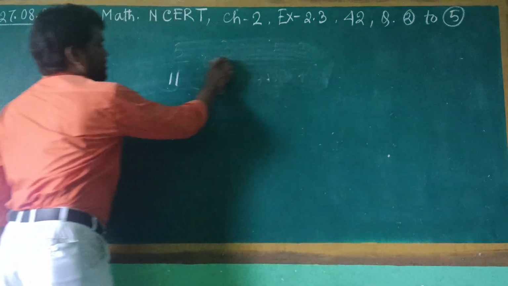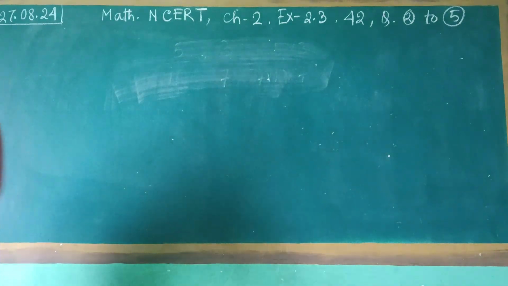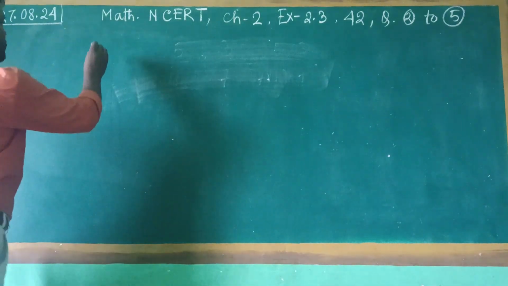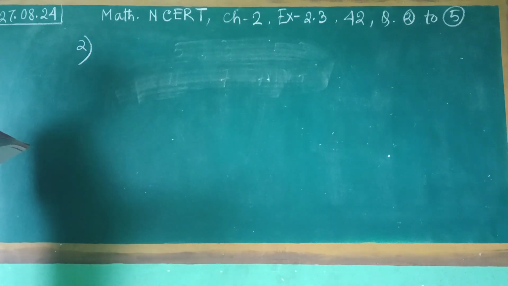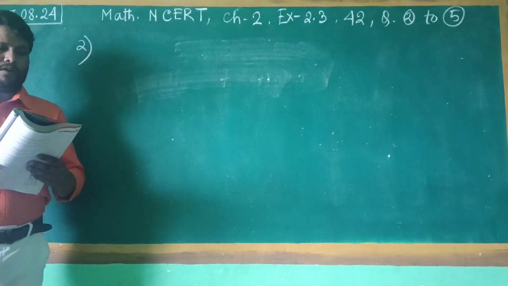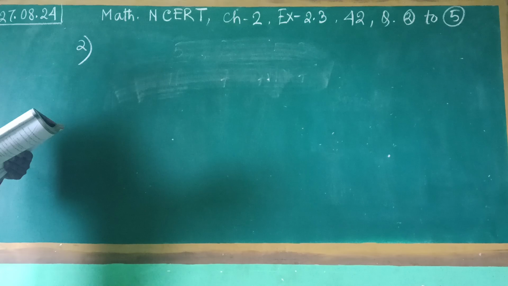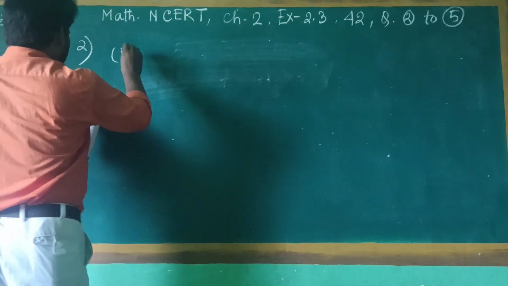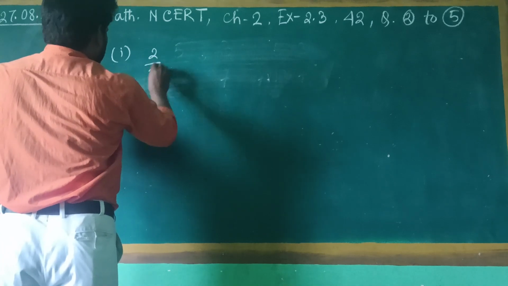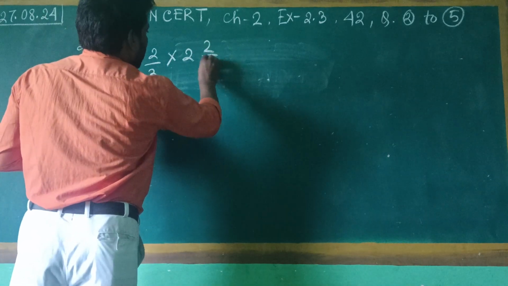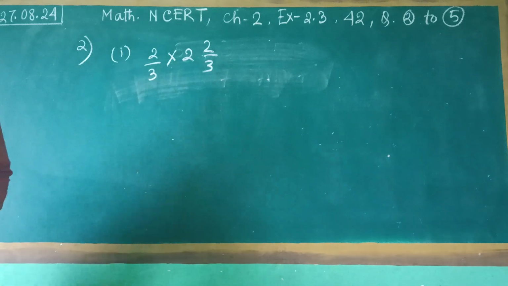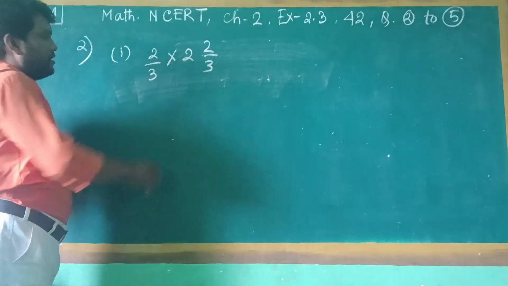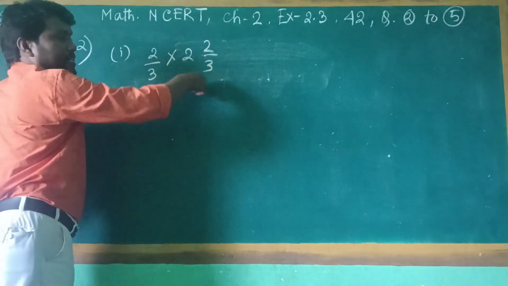Now go to the exercise. Exercise 2.3, question number 2. I am solving 2 or 3 from each question number, then you will solve the others at your home. Number 2, Roman 1, 2/3 multiplied by 2 and 2/3. Look very carefully. These fractions are different types. It is a proper fraction, it is a mixed fraction.